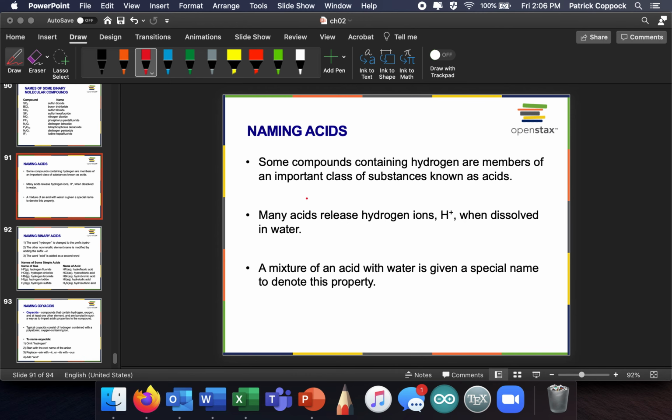When we name acids, here's how you know you have an acid. You have an acid if you have a leading hydrogen, right? HX, that's going to be an acid.